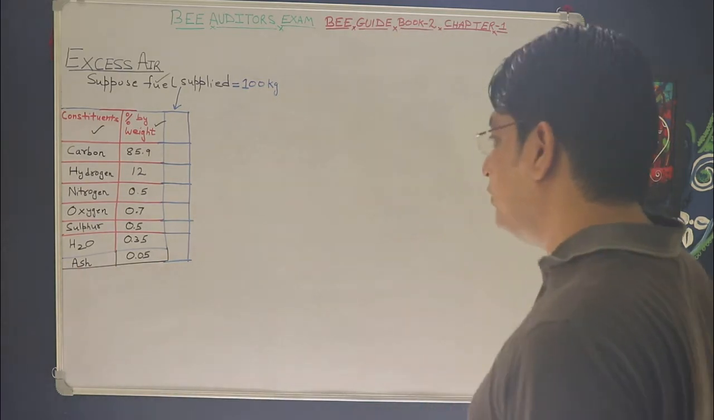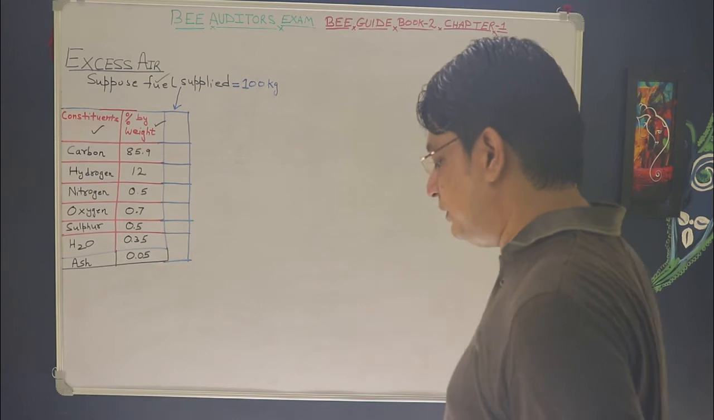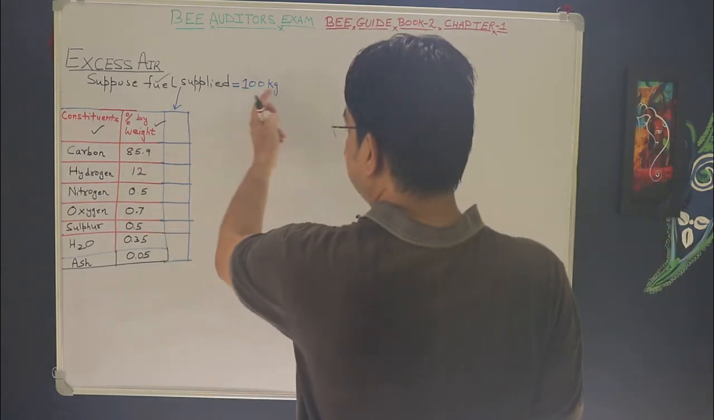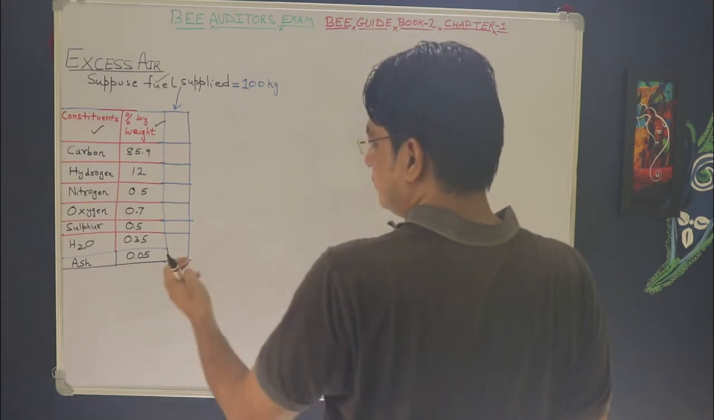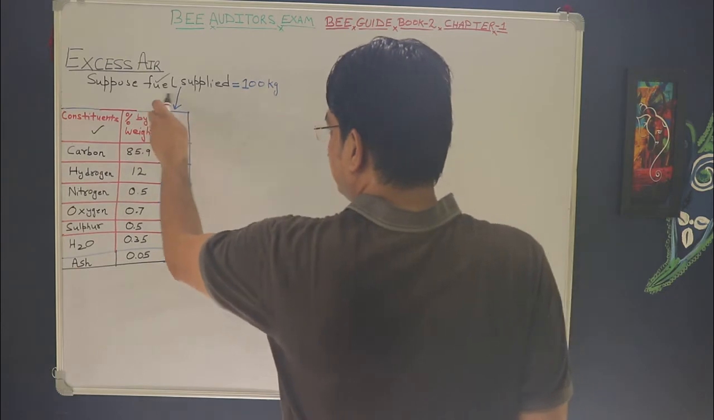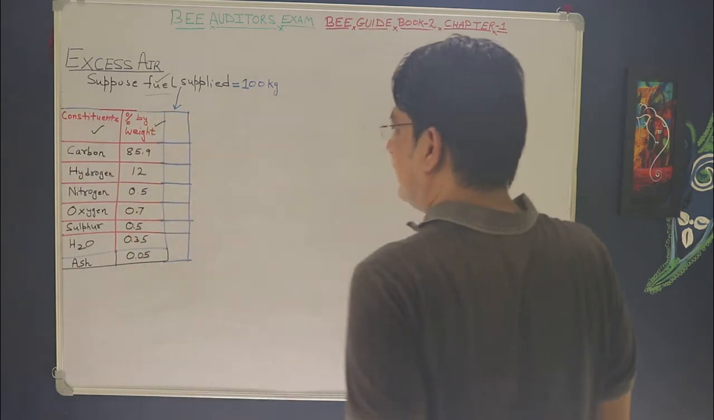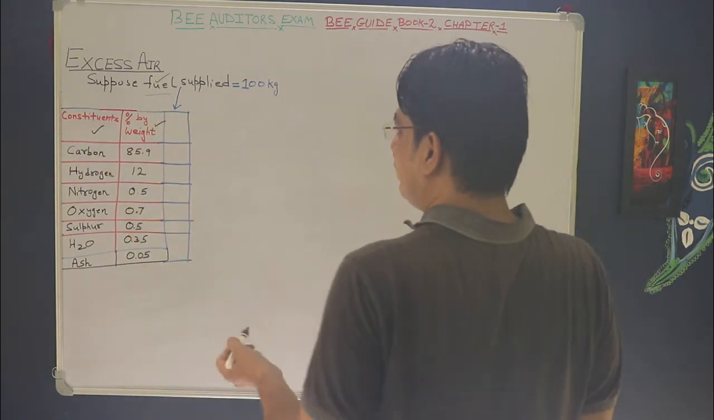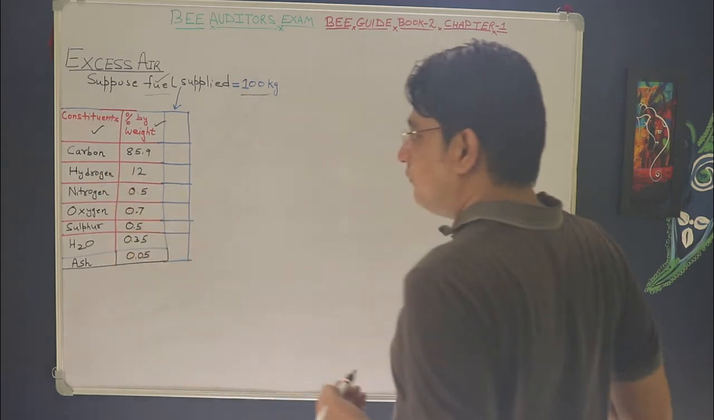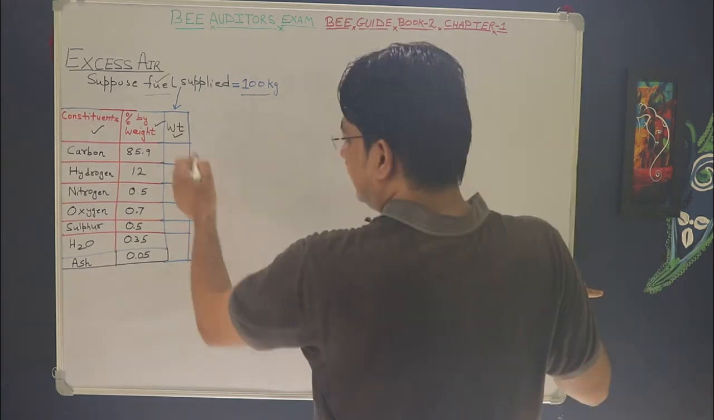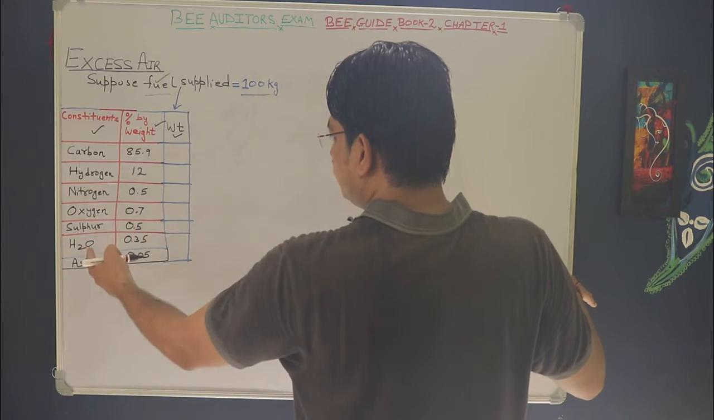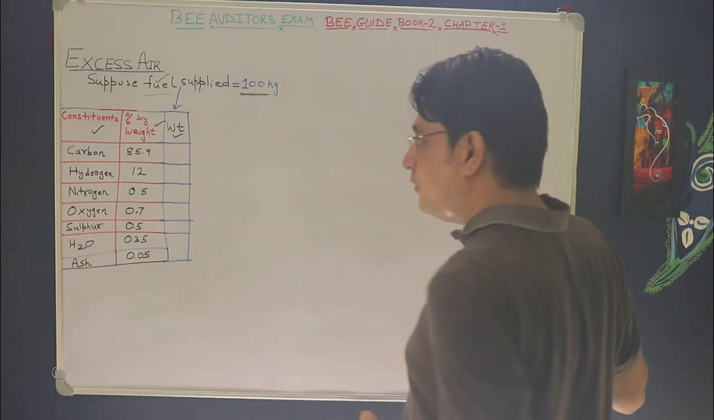Now, I will consider my solution for 100 kg of fuel. Suppose I have supplied 100 kg of this fuel which has the constituents as under. Now I will calculate how much of each of the constituents there will be in 100 kg of that fuel. I have made a third column which represents the weight of each constituent in 100 kg of fuel.